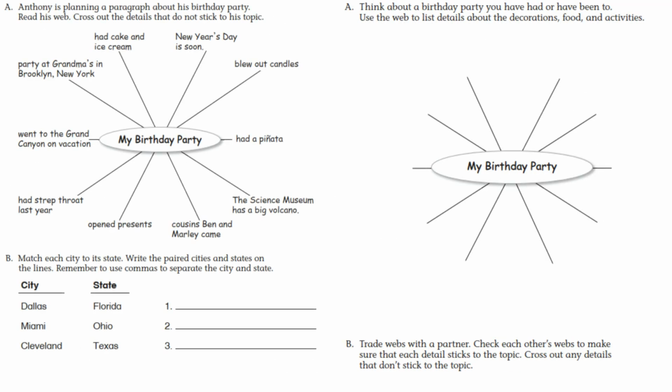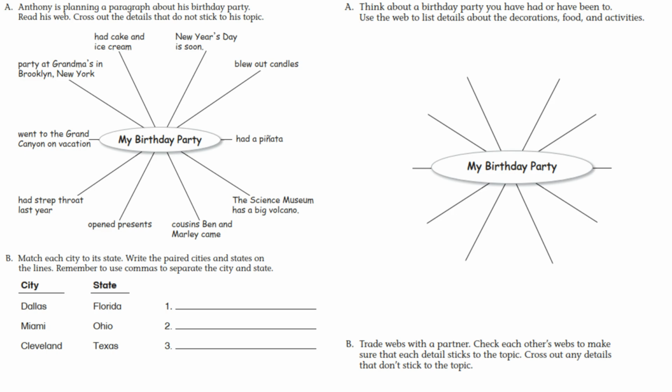Now we're learning how to plan a paragraph so it stays on topic. Look at the example web. The topic is my birthday party. Some details match the topic, like cake, candles, a piñata, and opening presents. But some details do not match the topic, like New Year's Day is soon or a random vacation. Those should be crossed out because they distract the reader.